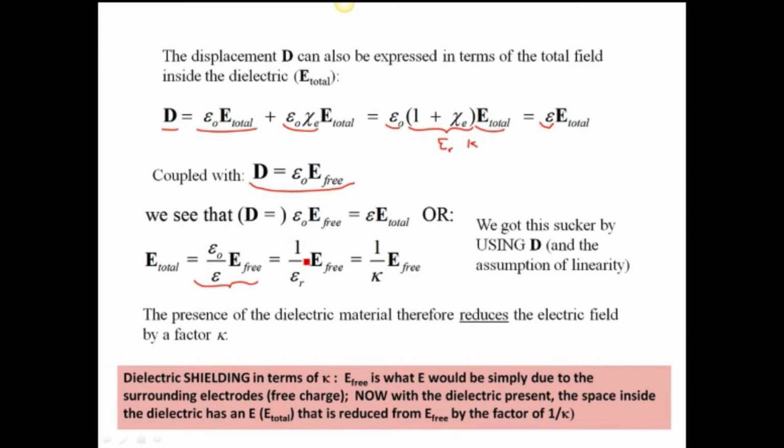We got this whole thing by using D, and that's what I meant by sometimes D is easier to use than other approaches. The other thing, of course, was that we had linearity, and that's really where D is most useful. So the presence of the dielectric material reduces the electric field. This is the shielding that we mentioned in this panel here. E free is what E would be simply due to the surrounding electrodes. This is the free charge. With the dielectric present, the space inside the dielectric has an E total that is reduced from E free by the factor of 1 over kappa.